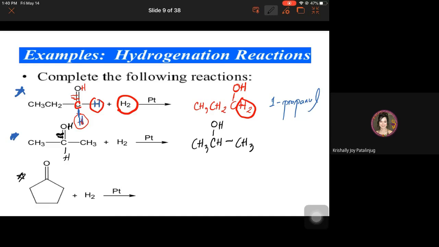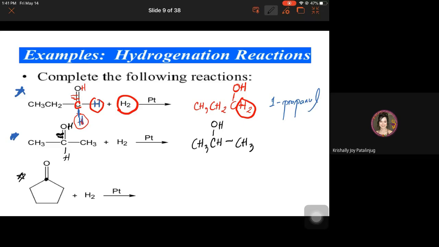Okay, next. Third structure, aldehyde or ketone? Very good, it's ketone. What is the final product kapag hydrogenation of ketone? Primary or secondary alcohol? Very good, secondary alcohol. Okay? Tingnan natin kung secondary alcohol nga.